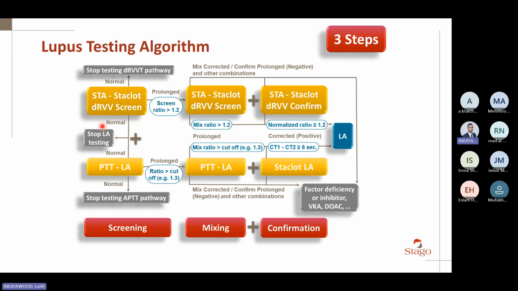This is an algorithm for lupus testing. This is for your reference. We will not explain all of this. If you want to share it with your customers, feel free. But this is pretty much a summary of lupus testing. And these are Stago cutoffs for the ratios, etc. This is not a presentation about lupus testing, so we will skip this point.